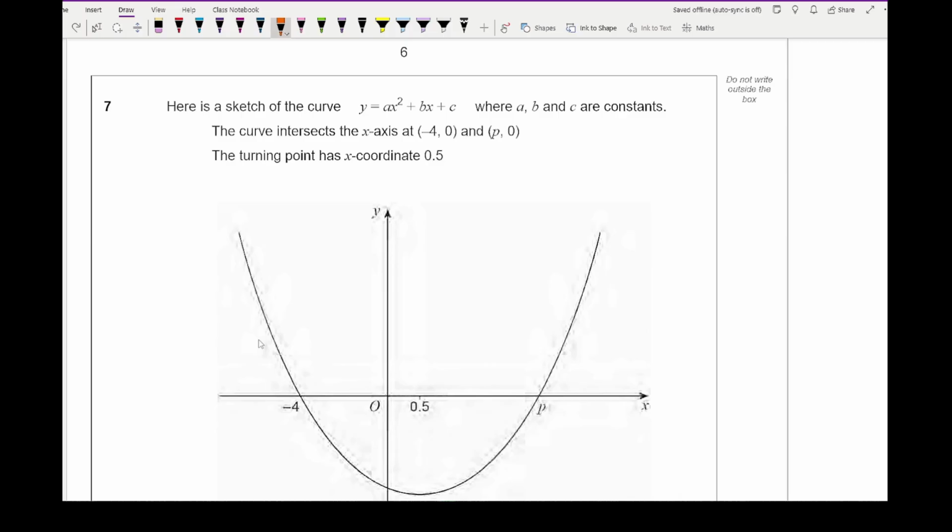So for this, as this point here is the midpoint, then all we need to do for p is work out the distance here. So the difference between minus 4 and 0.5 is 4.5. So that means that this distance here must also equal 4.5. So p equals 4.5 plus 0.5. So p equals 5.